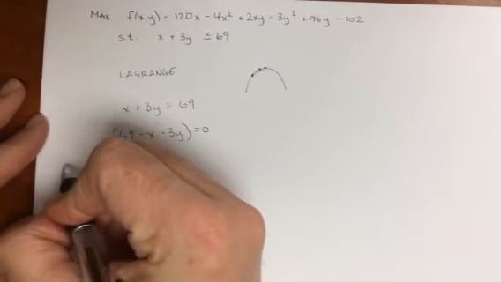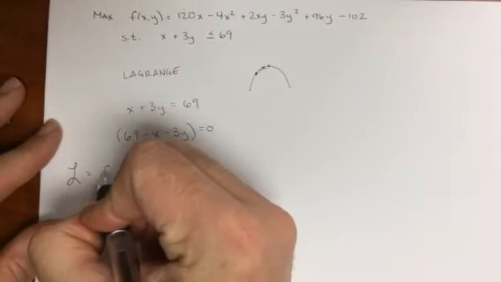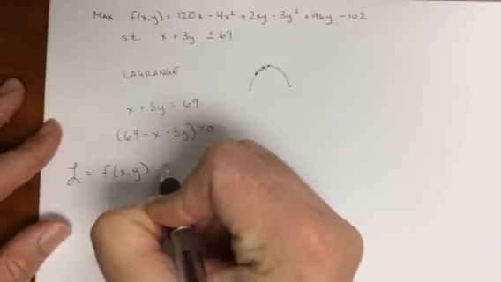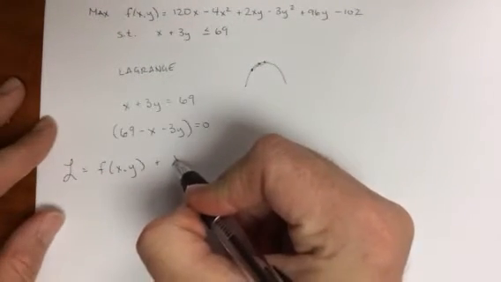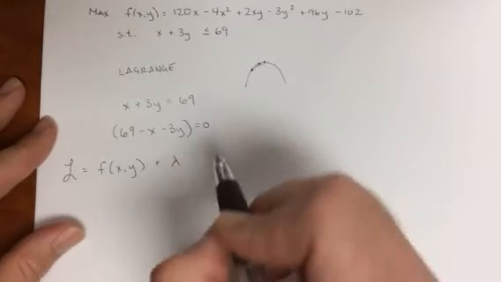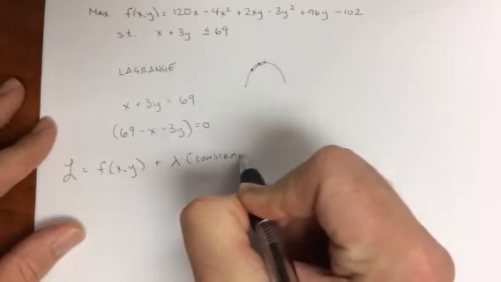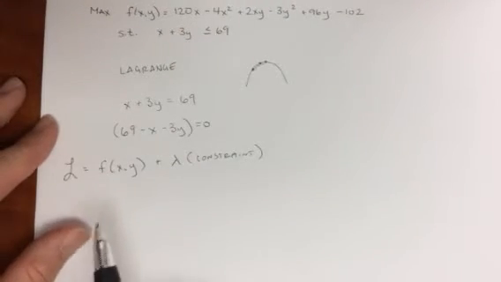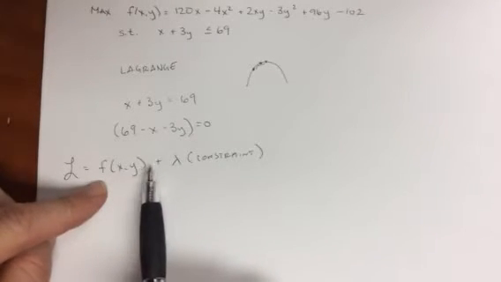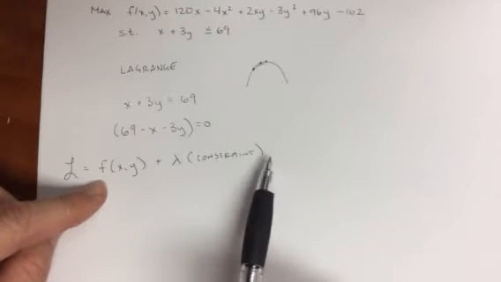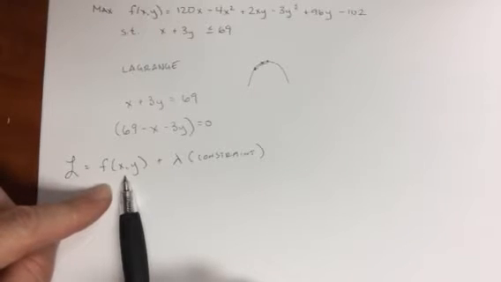And so what Lagrange does is we write a cursive L for Lagrange, and Lagrange is going to equal f of x, y plus lambda, a Greek letter lambda, which is called the Lagrange Multiplier, and just multiply that by the constraint. And the reason this works is our constraint is equal to 0. So the Lagrange is equal to the original function plus a number, lambda, times 0. So it's just equal to f of x, y. And that's really not bad at all.